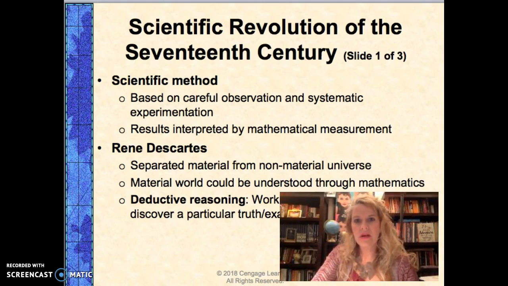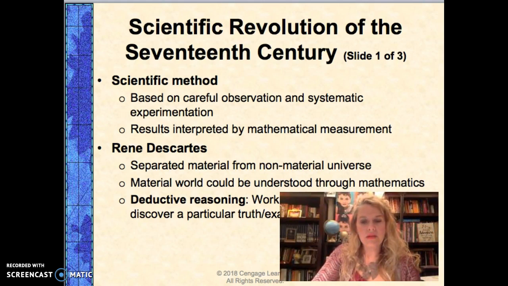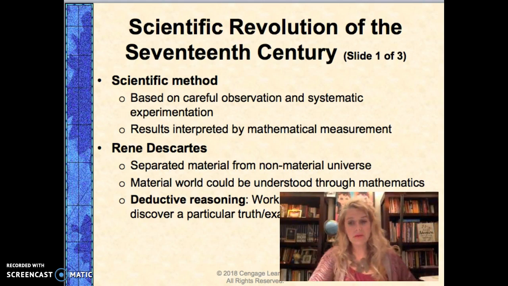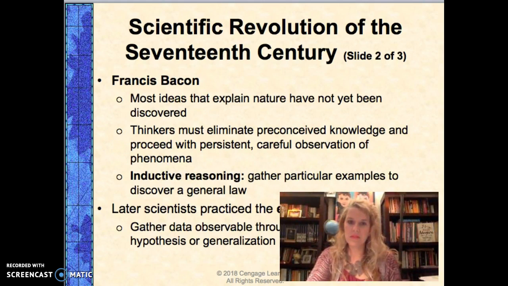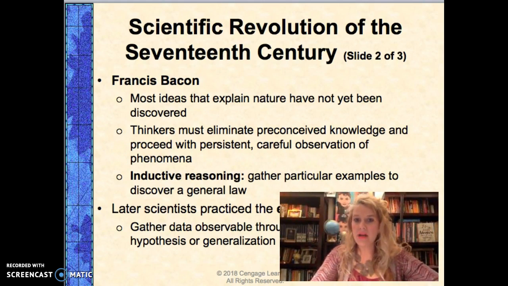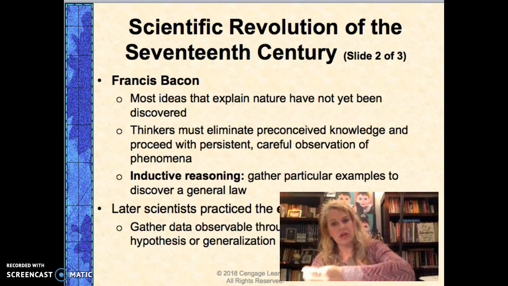Scientific revolution of the 17th century. It was based on careful observation and systematic experimentation. René Descartes separated the material from the non-material universe, using deductive reasoning, working from a general law to a particular truth or example. Francis Bacon said most ideas that explain nature have not yet been discovered. Thinkers must eliminate preconceived knowledge and proceed with persistent, careful observation of the phenomenon. Inductive reasoning: gather particular examples, and go to a general law.